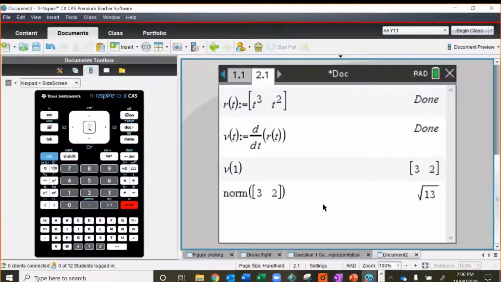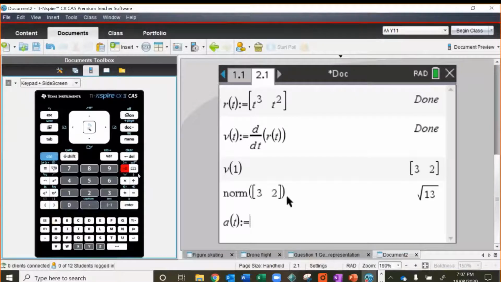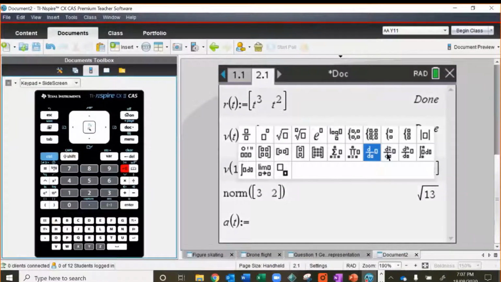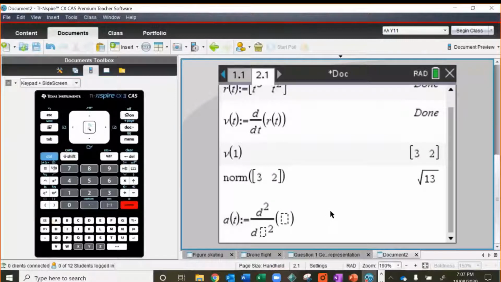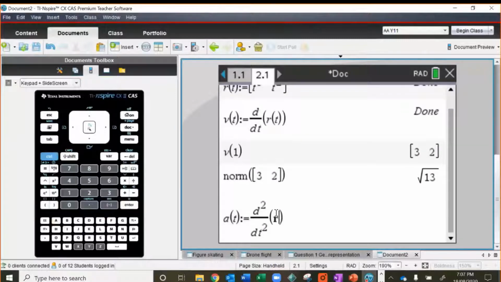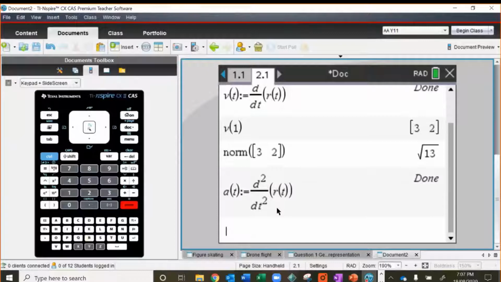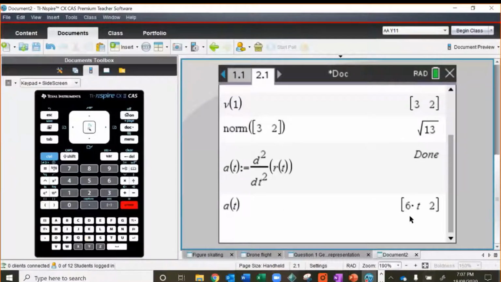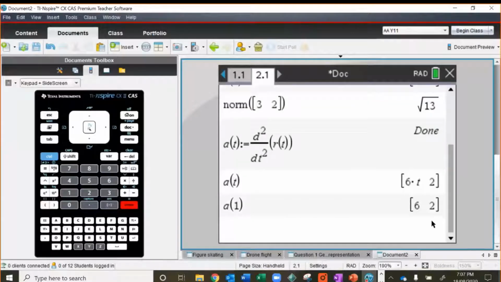Now, the third thing we need to find is acceleration. So this time, we might just do the second derivative of the position vector or the first derivative of velocity. Doesn't matter which one we use, we'll get the same thing. So if I wish to see what it is, it's 6t i plus 2j. And similarly, if I want to find the acceleration at t equals 1, it is 6i plus 2j.